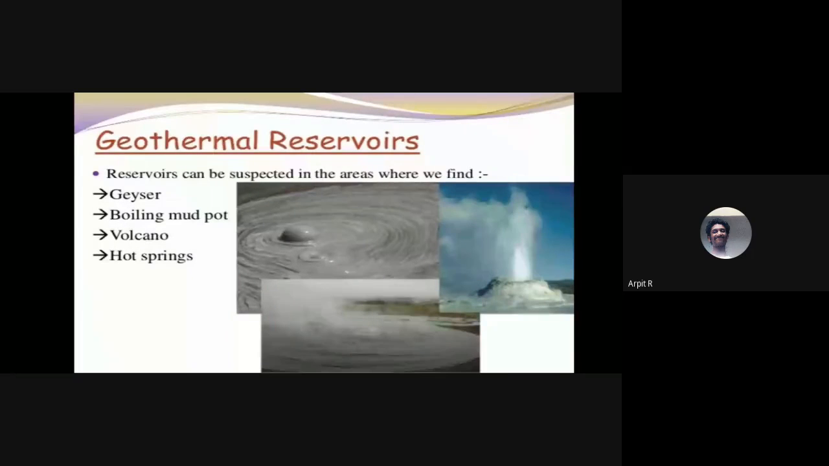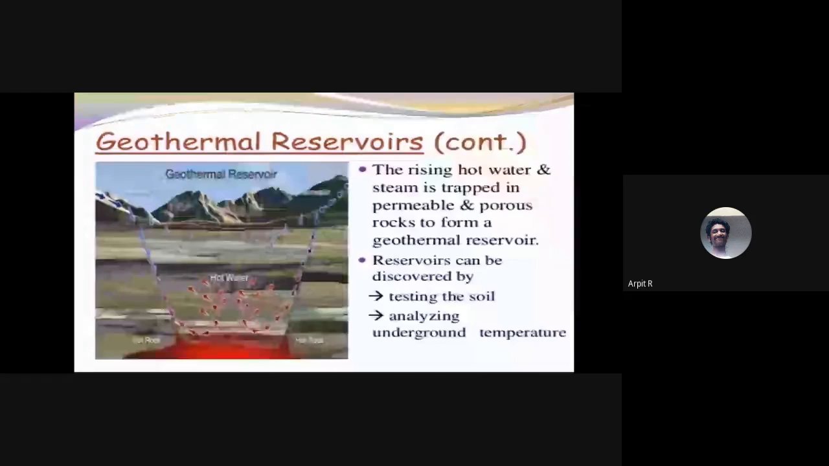Then geothermal reservoirs. Reservoirs can be suspected in the areas where we find geysers, boiling mud ponds, volcanoes, and hot springs. These are the geothermal reservoirs. We can get geothermal energy from geysers, boiling mud ponds, volcanoes, and hot springs.